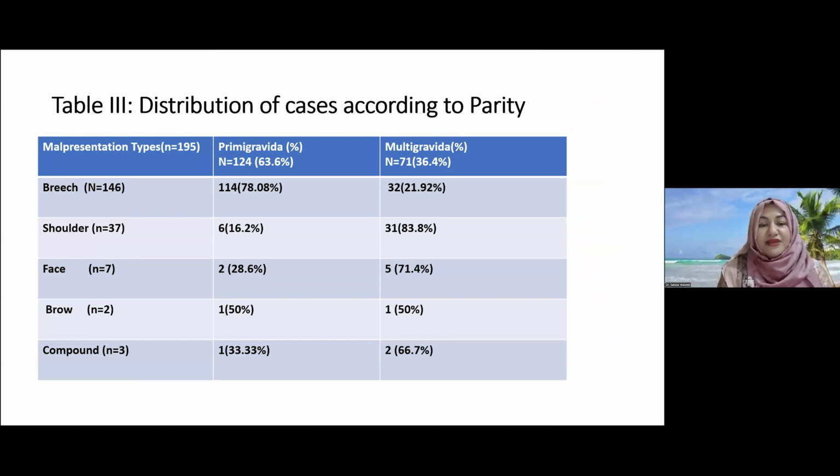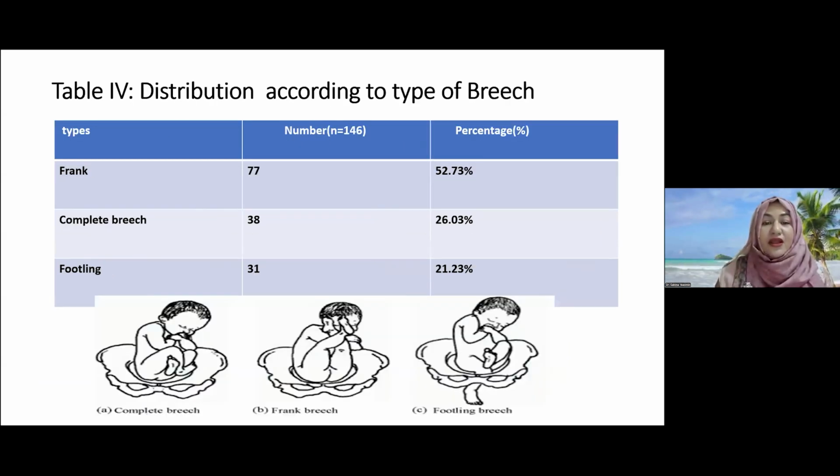Table 3 shows distribution of cases according to parity. In my study, primigravid patients are the maximum, and among the primigravid patients most had breech presentation, while multigravid patients had mostly shoulder presentation followed by face, compound, and brow. Distribution according to type of breech presentation in table 4: the frank breech is the maximum, that is 52.73%, followed by complete breech and footling breech.